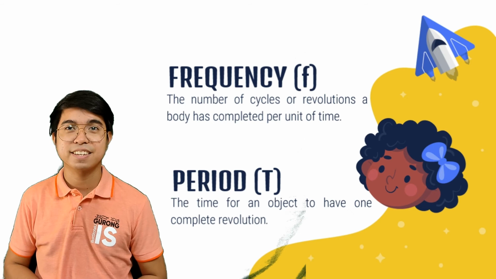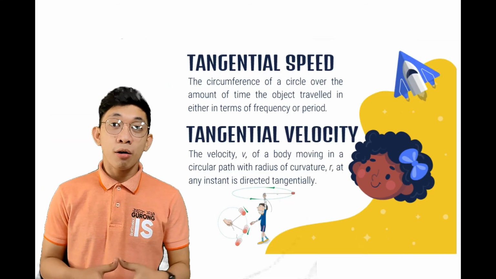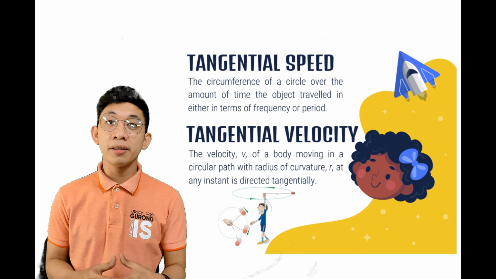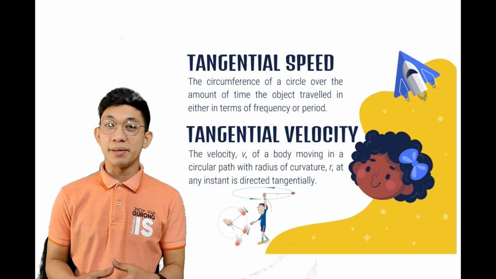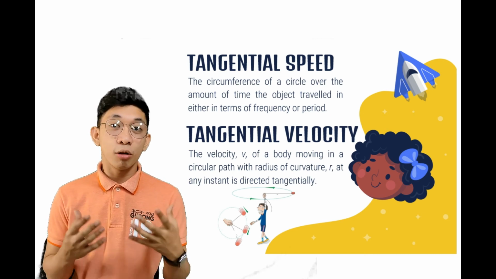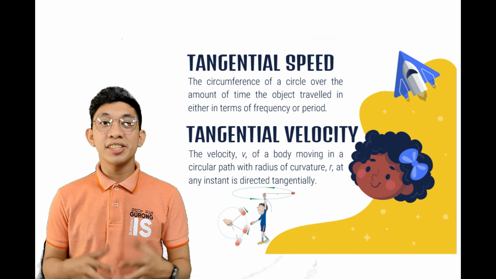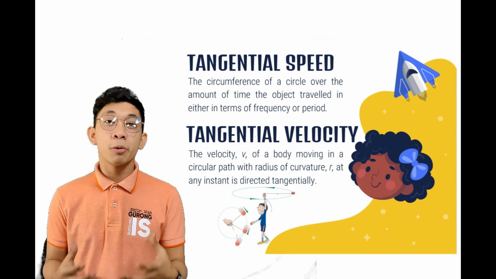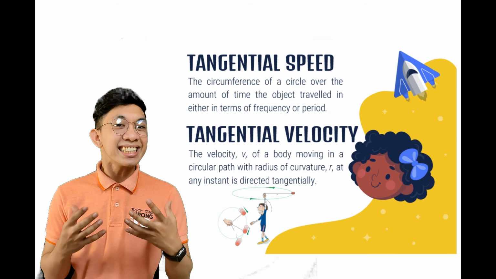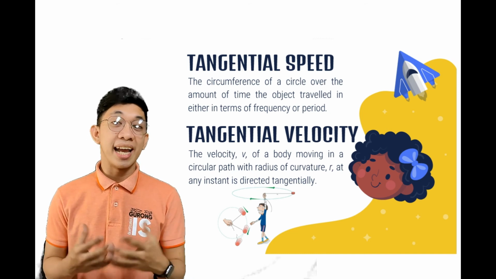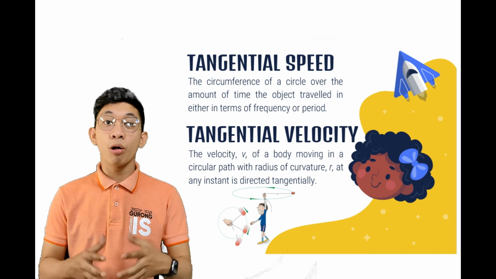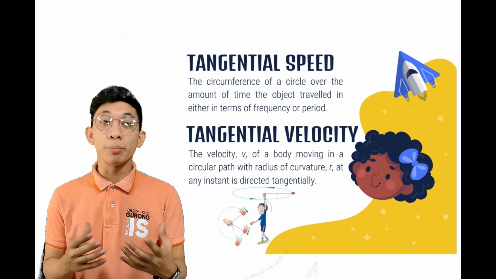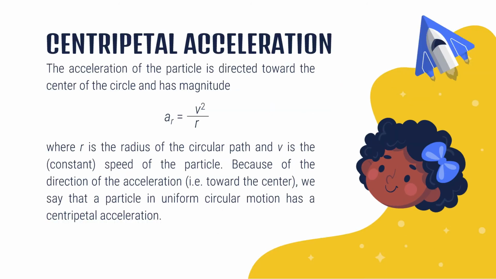The circumference of a circle over the amount of time the object traveled, in terms of either frequency or period, is referred to as tangential speed. The velocity, represented by lowercase v, of a body moving in a circular path with radius of curvature, represented by lowercase r, at any instant is directed tangentially. Hence, it is called tangential velocity. The direction of tangential velocity is always changing, but its magnitude may or may not be constant. In uniform circular motion, there is no tangential component of acceleration.